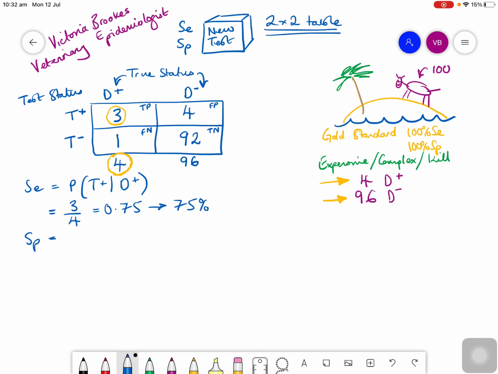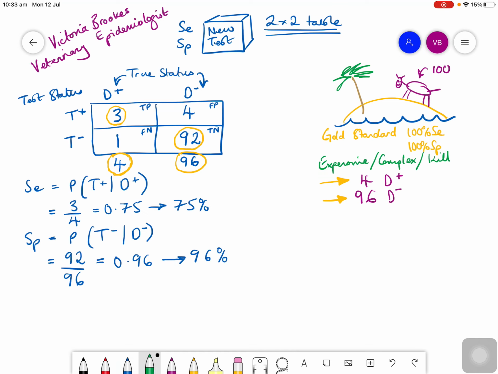So in terms of our equation down here, we know that the specificity is the probability or the proportion of animals testing negative out of all of those that do not have the disease, so disease negative, which equals, let's have a look at the numbers, 92 of them testing as negative on the test out of the 96 that we know don't have the disease. So let's write that down here, 92 divided by 96. Let's use a calculator for that one. 92 divided by 96 equals 0.96 or 96%.